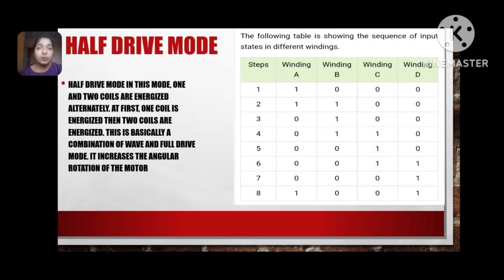In the half drive mode, one coil and then two coils are energized alternately. First one coil is energized, then two coils. This is basically a combination of the wave drive and full drive modes, and it increases the angular resolution of the motor. This is the tabular column of the half drive.